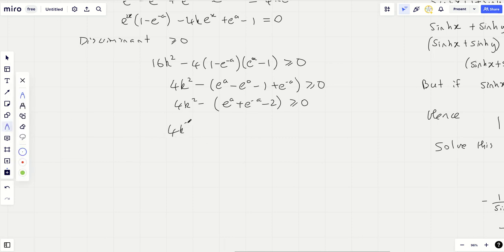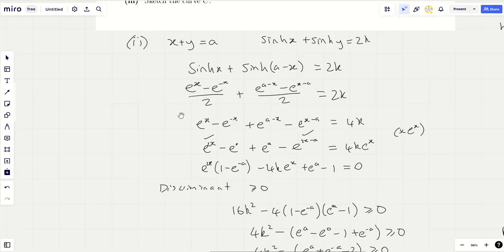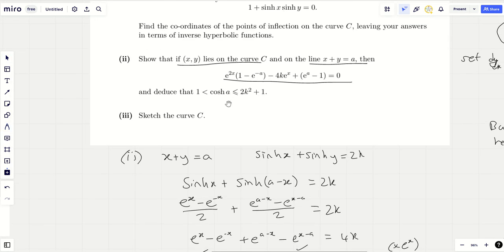And so we get 4k squared minus 2 cosh a minus 2. And therefore, after you've added the 2 cosh a onto that side and halved everything, you're going to have 2k squared plus 1 on this side, and cosh a is less than or equal to 2k squared plus 1. So that's sorted out half the inequality.